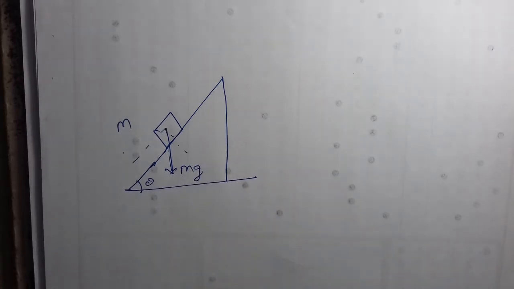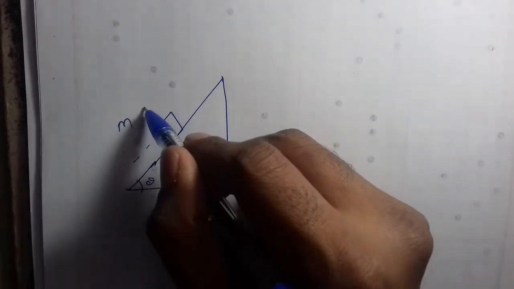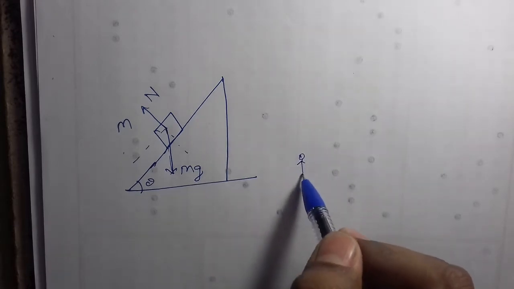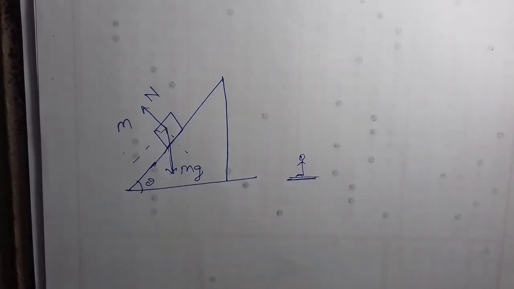Then after that surface produces normal reaction and frictional force, but surface is smooth, therefore frictional force is 0. Then after that string is not present, spring is also not present, and pseudo force is also not present. Observer is standing over here on stationary floor.